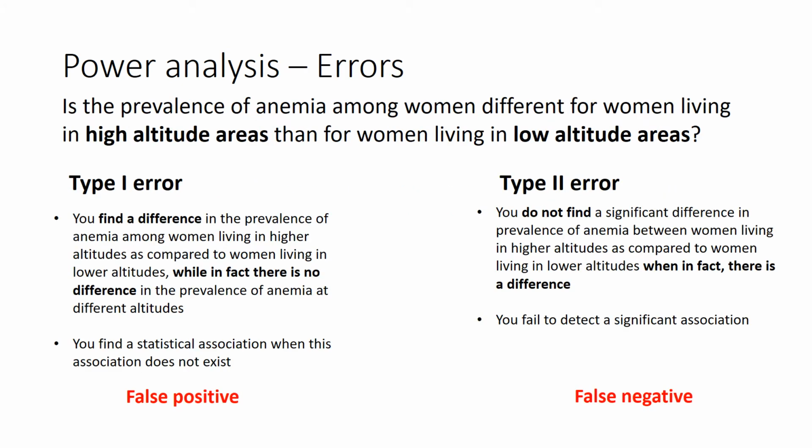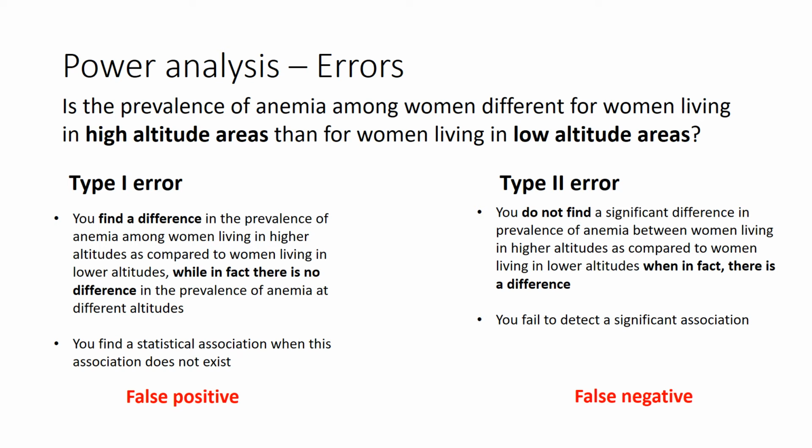When answering the research question, there are two errors that we can make. We can make a type 1 error if we find a difference in the prevalence of anemia between women living in high and low altitudes when in fact there is no difference. In this case, we find a statistical association when it does not exist. In essence, it's a false positive test result.